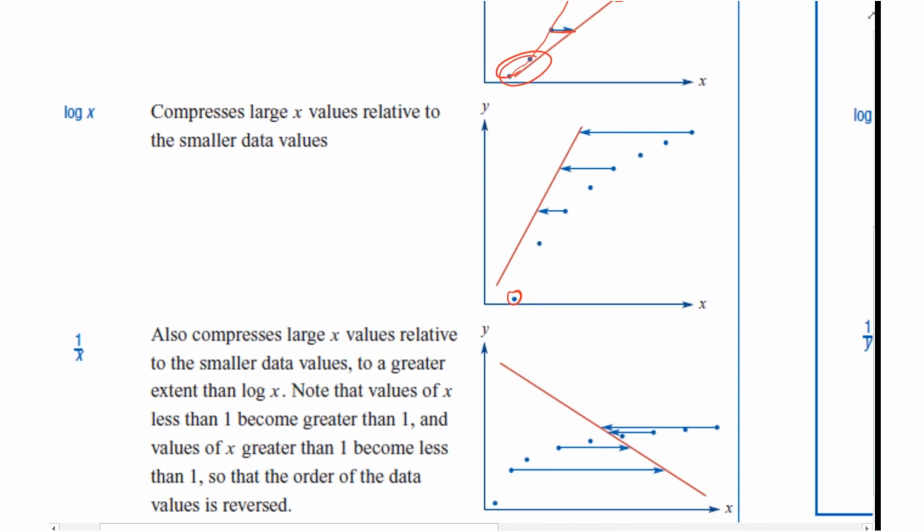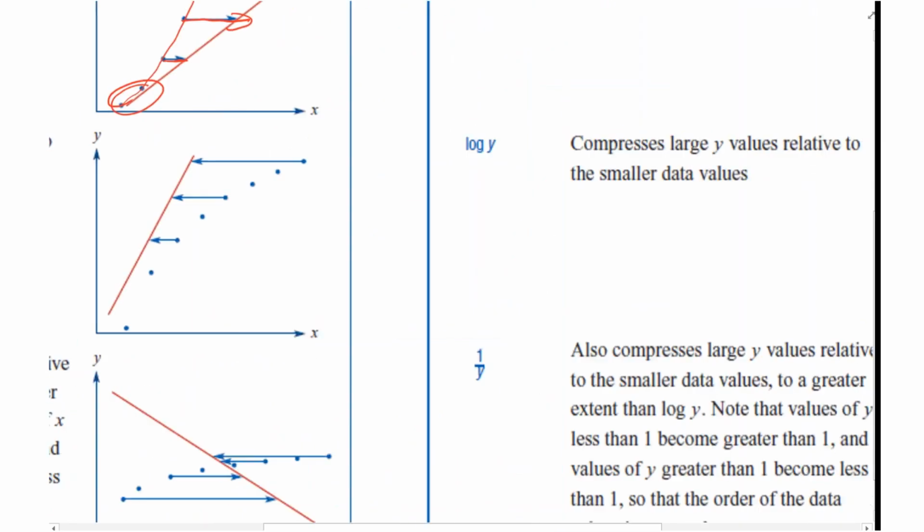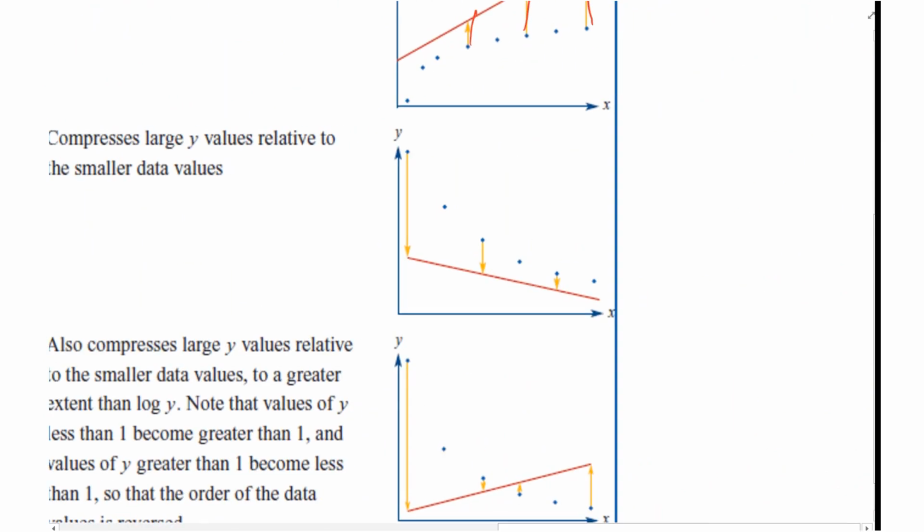The log compresses the large values. When I say compresses, it's bringing them back in relative to this one here. So these first two aren't moving much. As they get bigger, they get compressed back in, and that makes it more of a linear relationship. Again, very similar here, it's just now on the vertical axis. It's compressing it down.